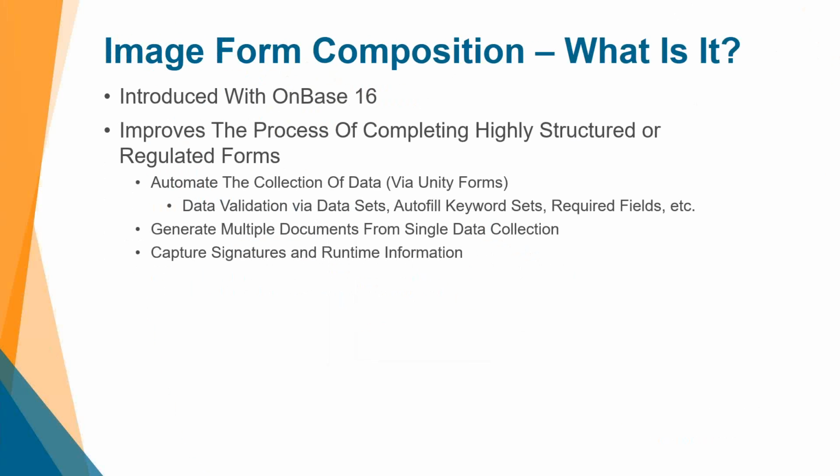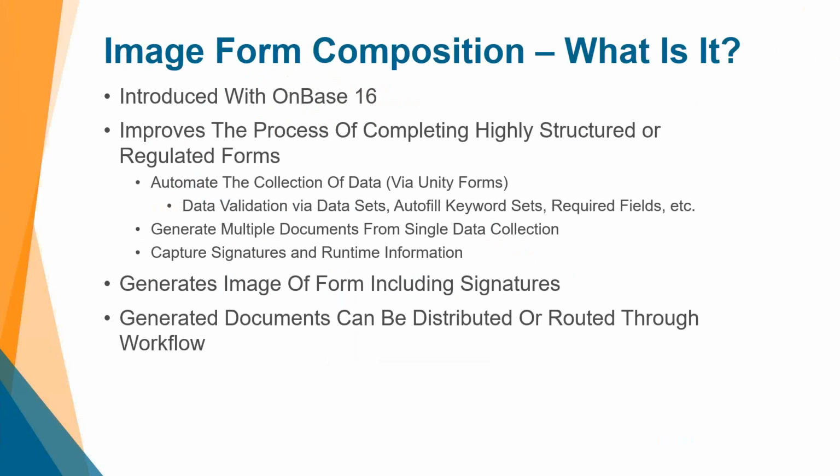Signatures and other information that might be necessary at runtime can be captured also, because with a lot of these forms, the reason why we capture paper is that we need a wet signature. Well, effectively, we can capture the signatures through these image forms as they're actually created. So the generated image out of that does include those signatures, all of the data that was captured in the form, however we map that, and there's a lot of different capabilities there.